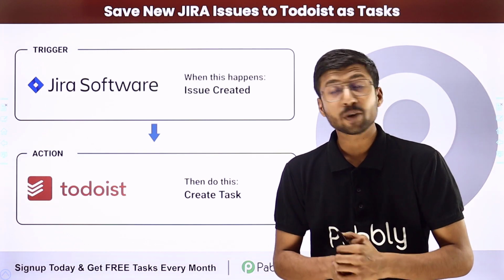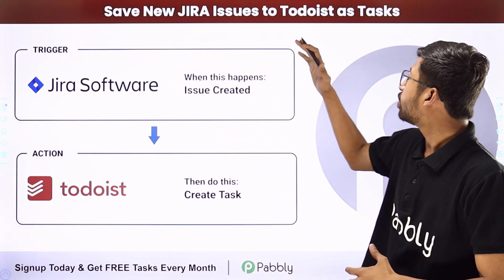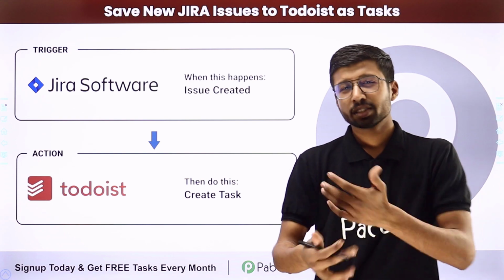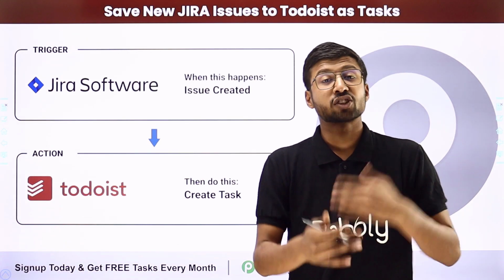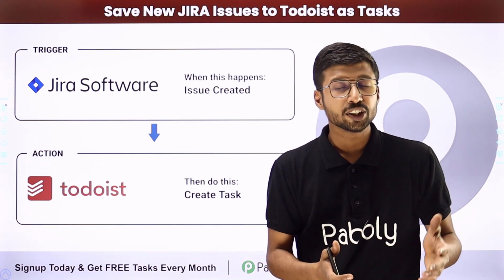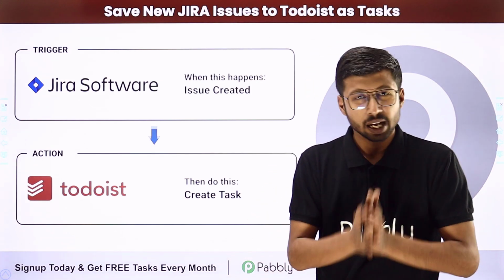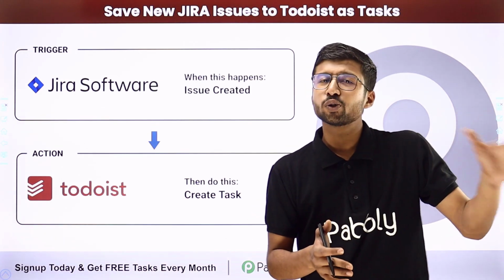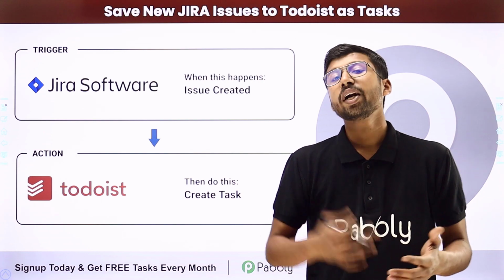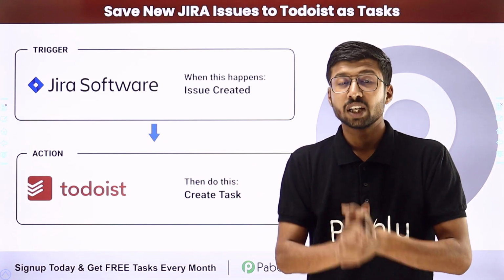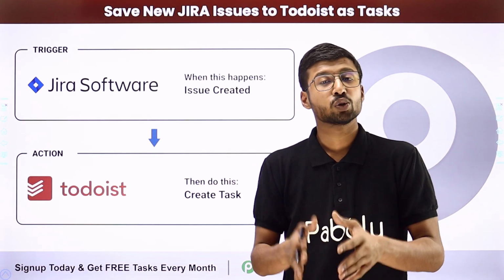So in this video, we are going to learn how to save new JIRA issues to Todoist as tasks. Now suppose, guys, you and your team members use JIRA to manage all the related issues of your software or your product. And you want that whenever a new issue is created in JIRA, a new task is created in your Todoist list so that you can keep track of all the issues as well.